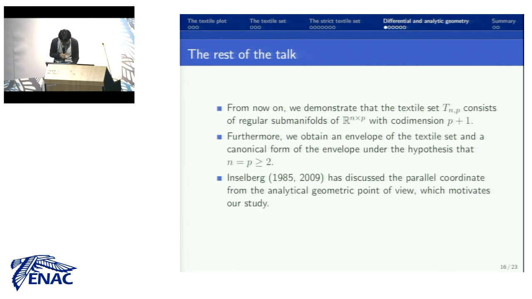Okay, so in the rest of my talk, we quickly demonstrate that the textile set consists of regular submanifolds. And furthermore, we obtain an envelope of the textile set and a canonical form. This work is motivated by Inselberg's paper.